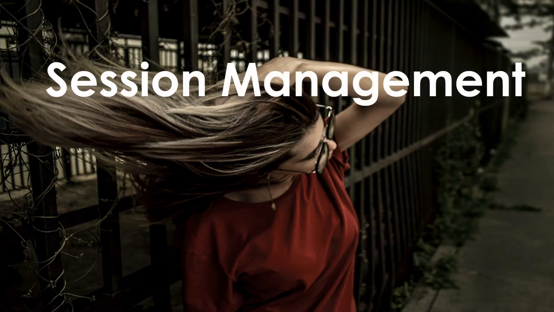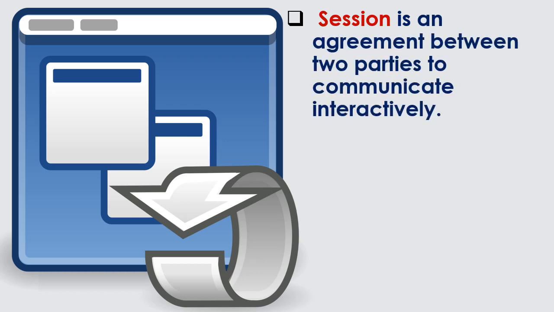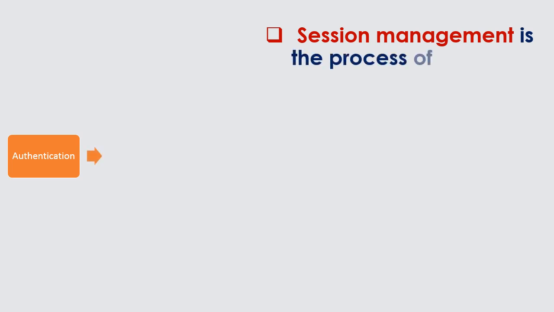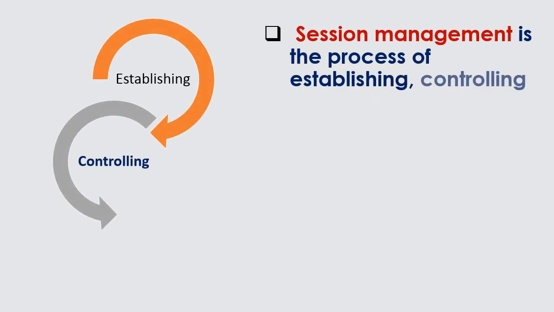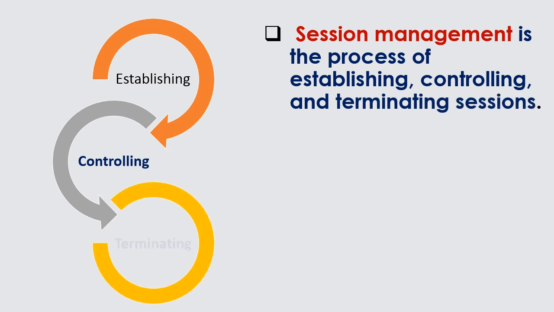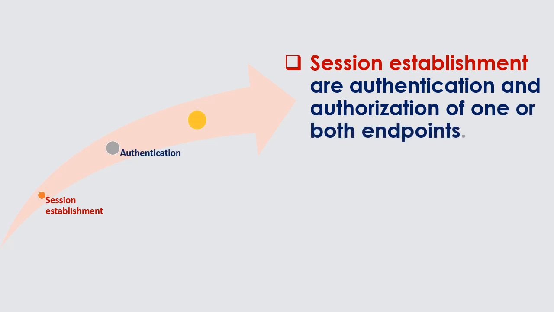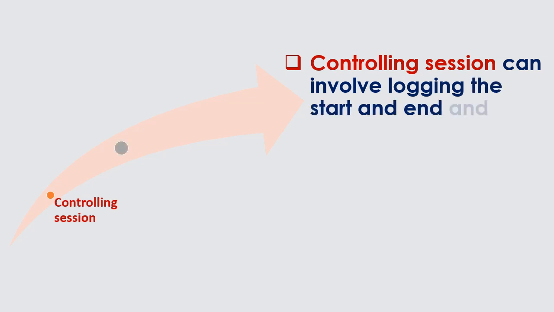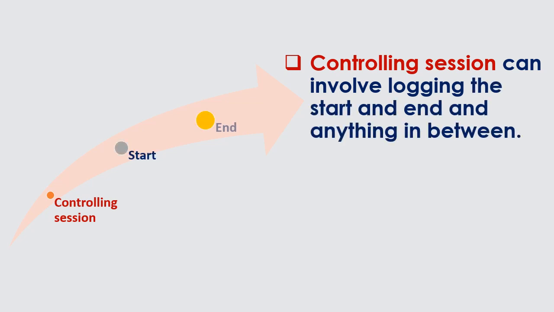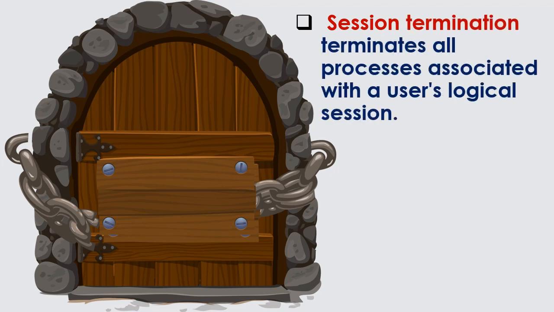Session management. Session is an agreement between two parties to communicate interactively. Session management is the process of securing multiple requests to a service from the same user. Session management is the process of establishing, controlling, and terminating sessions. Session establishment involves authentication and authorization of one or both endpoints. Controlling a session can involve logging the start and end and anything in between. Session termination terminates all processes associated with a user's logical session.